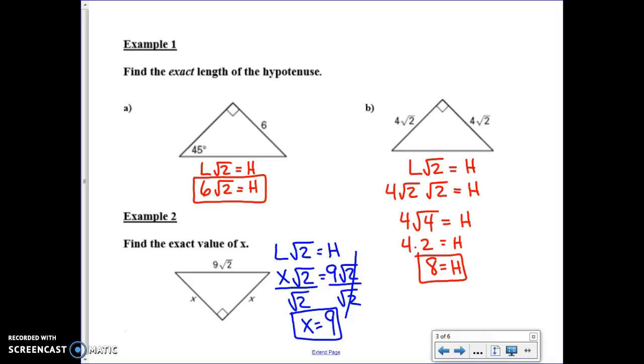What I want you to notice about these 45, 45, 90s is that the angles, the 45, 45, are the same. Notice that it forms an isosceles right triangle. Those leg lengths are also the same. That's true for all of those with 45, 45, 90.